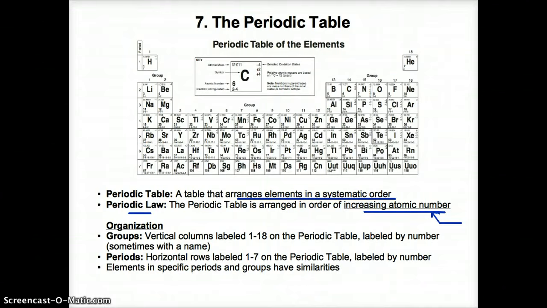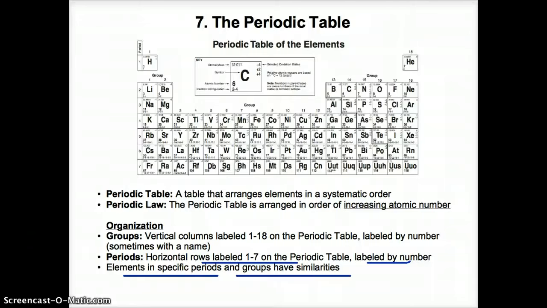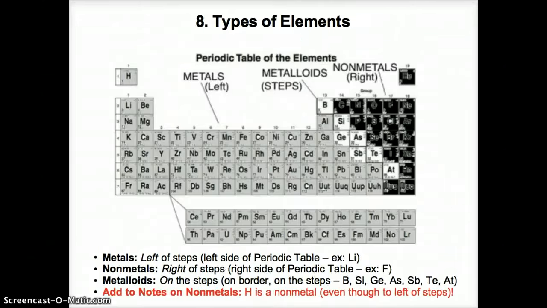Now, the periodic table is arranged in groups vertically, up and down, and in periods horizontally, left to right. Specifically, groups are vertical columns going up and down that are labeled 1 through 18 on the periodic table, labeled by number. It's sometimes labeled with the name, but not always. Right, but it's 1 through 18 here, on the top. Now, periods are horizontal rows labeled 1 through 7 on the periodic table, and they're each labeled by number. All right, so you can see the periods labeled to the left of each period here, if you look on your periodic table. It's also worth noting, by the way, that elements in specific periods and groups will tend to have similarities, as you'll see later.